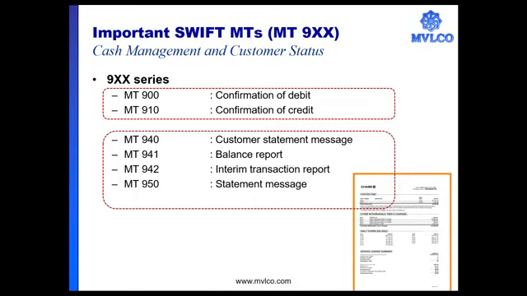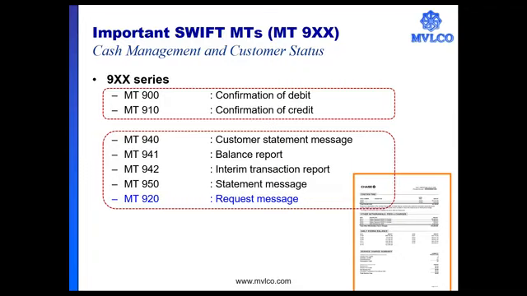Then the last one is the request from the customer. A customer who wants to receive from his bank either a 940 statement, a 941 balance report, a 942 interim transaction report, or the 950 statement message, he would send an MT920 request to his bank asking the bank to provide any one of these 940, 41, 42 or a 50. So MT920 originates from the customer to the bank, where the customer would ask the bank to provide him with a statement. The bank would respond with a 940, 41, 42 or a 50.